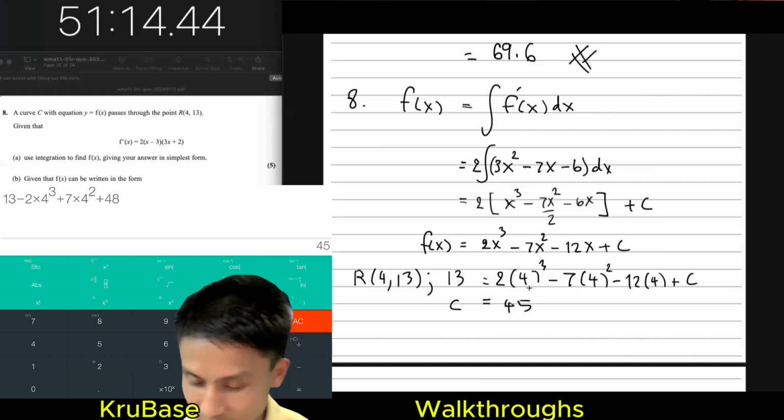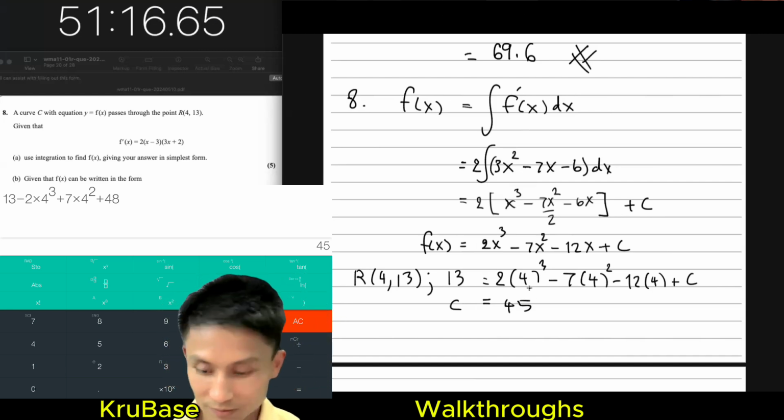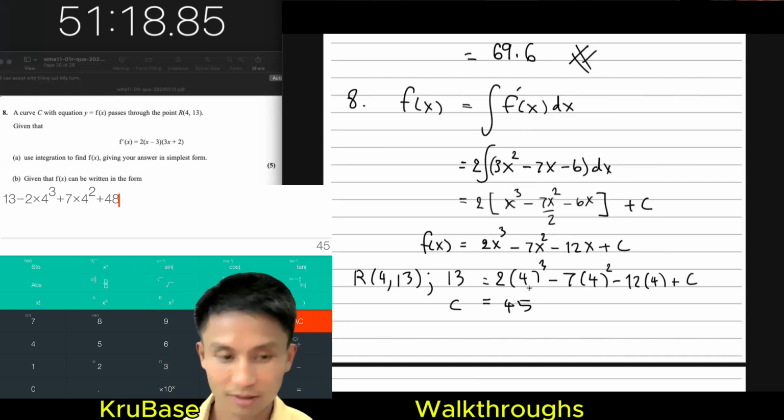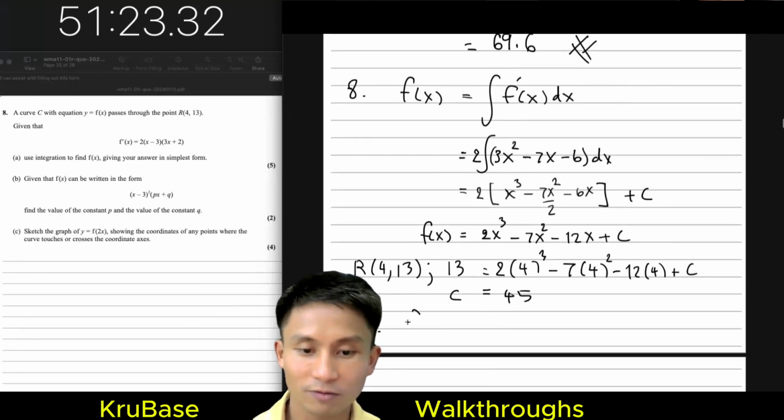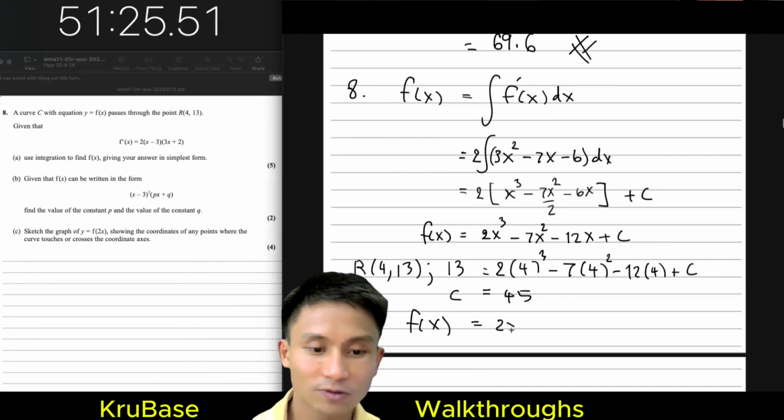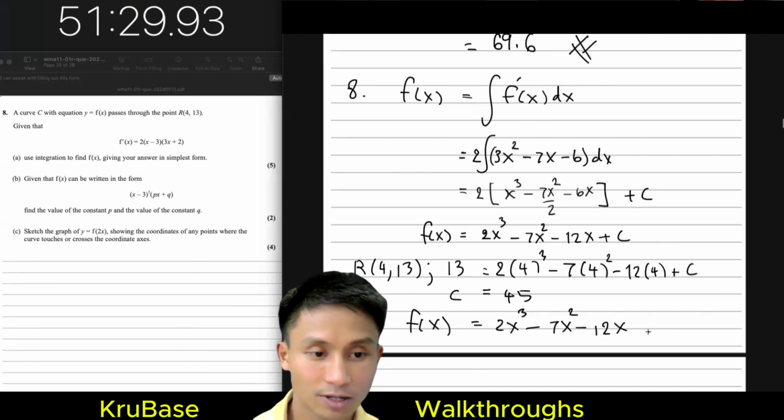Let me check that again. 13 minus 2 times 4 to the 3 plus, and plus. All right. Yeah. So this is the equation. Therefore, f(x) is all that with c now solved. All right. There you go.